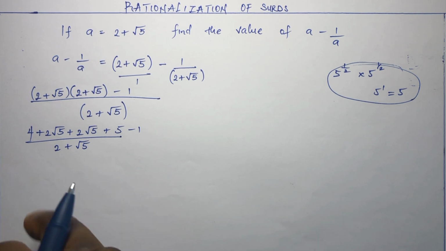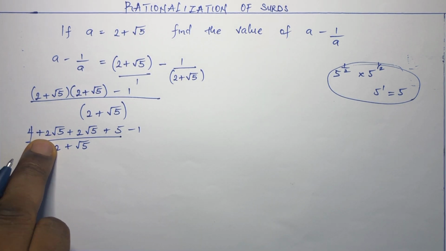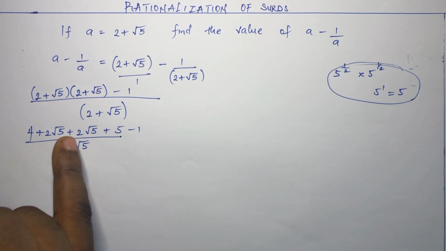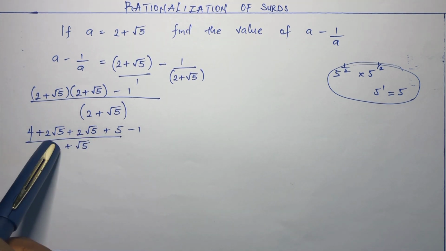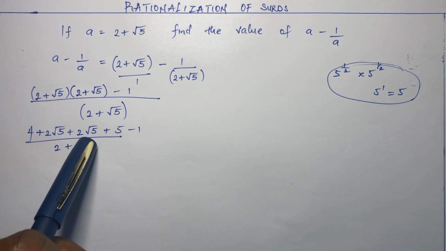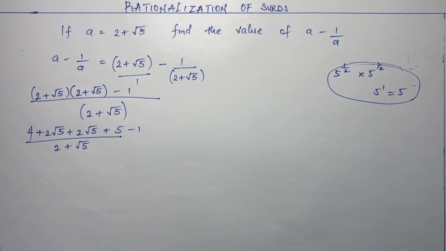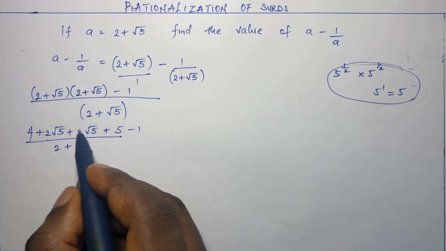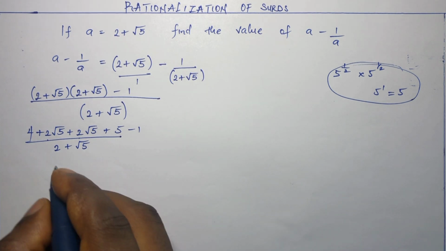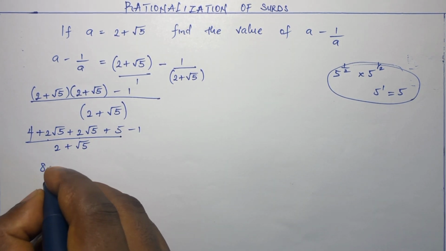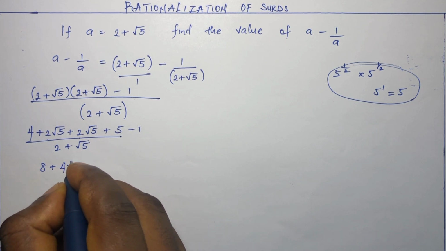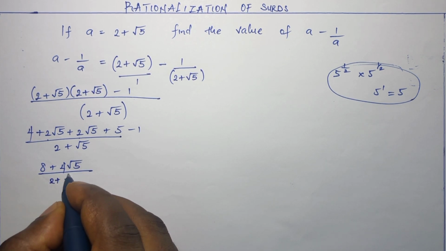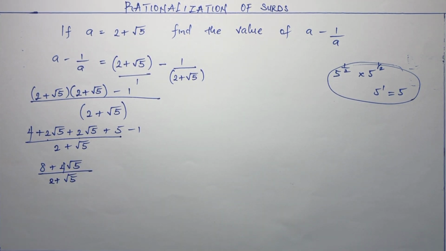And also, very importantly, we have 2 root 5 plus 2 root 5. Because we have the same roots, root 5 and root 5, we can add these two expressions. In addition, we're only adding the coefficients, which is 2. We don't add up the roots. So now we have 8 plus 4 root 5, and then divided by 2 plus root 5. So this is what we have now.